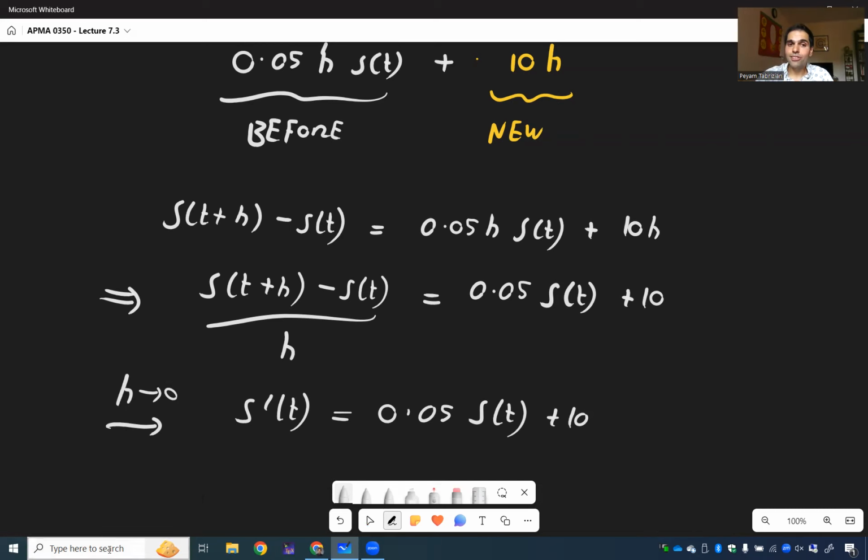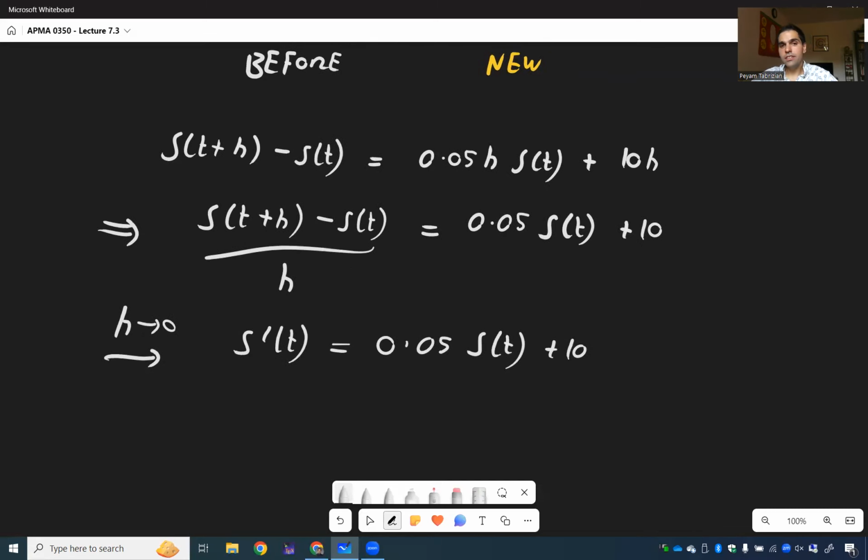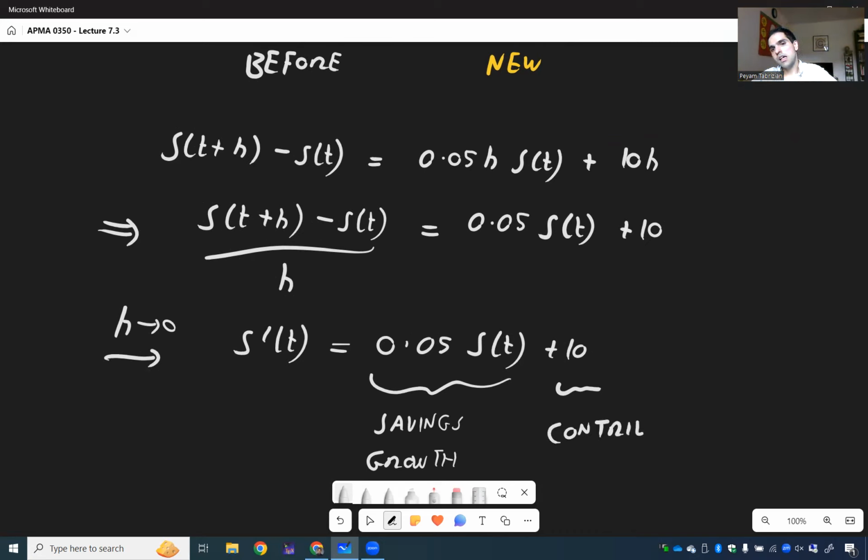And again, what's nice is we can interpret this in terms of our model. This 0.05 s of t is the savings growth without us forcing the money in, and this 10 comes from our contributions. It's the money that you contribute. Think like putting money in a retirement account.